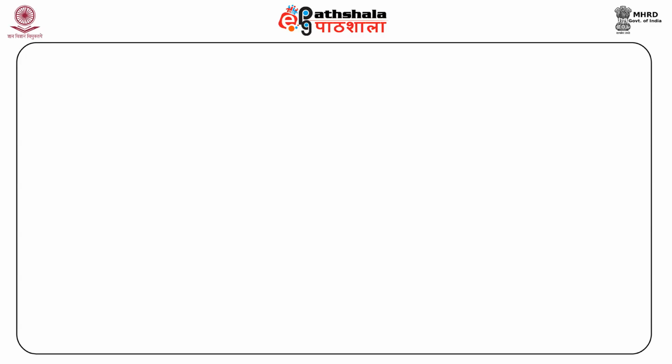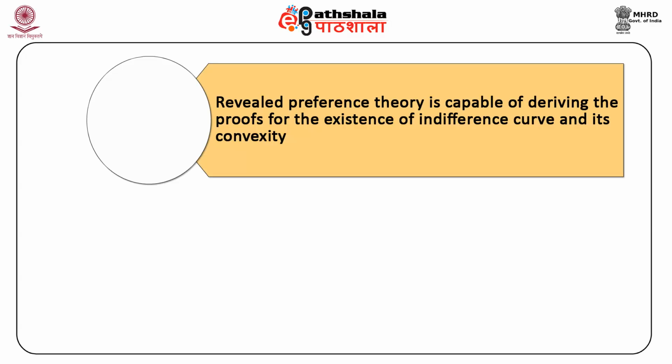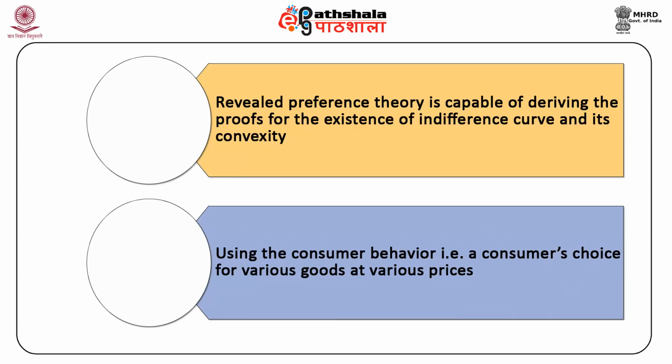Let us now discuss the derivation of the indifference curve. As has been explained, the revealed preference theory is capable of deriving the proofs for the existence of the indifference curve and its convexity. It does so using consumer behavior, that is, a consumer's choice for various goods at various prices. This derivation of the indifference curve can be understood with the help of a diagram.